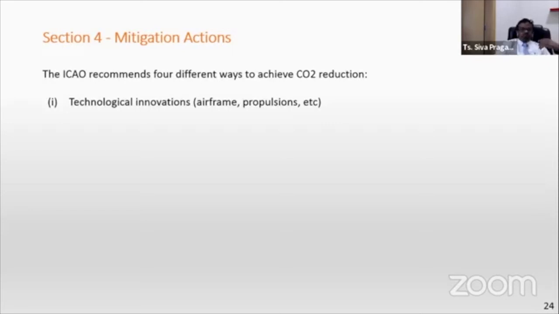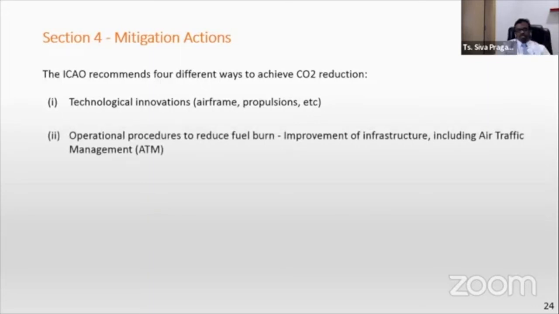The first is through technological innovations by redesigning the airframe, the propulsion system, and so on. And next is the operational procedures used by the airlines and the infrastructure to reduce the fuel burn, improvement in infrastructure, including the air traffic management system, and also what the airline itself does, such as reduction of weight and many things, for example single engine taxi, right? They can taxi in with a single engine rather than coming in with 2 engines, or 3 engines, 4 engines, and more efficient engines, and so on.